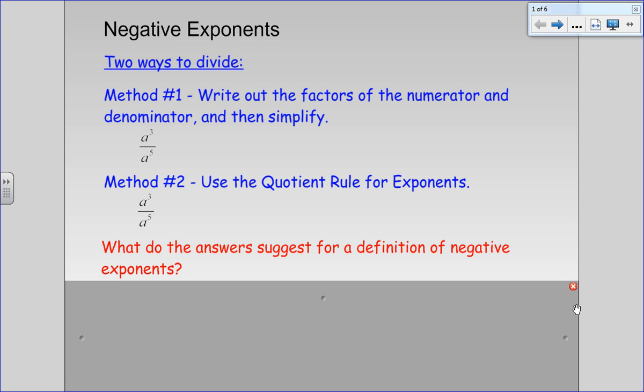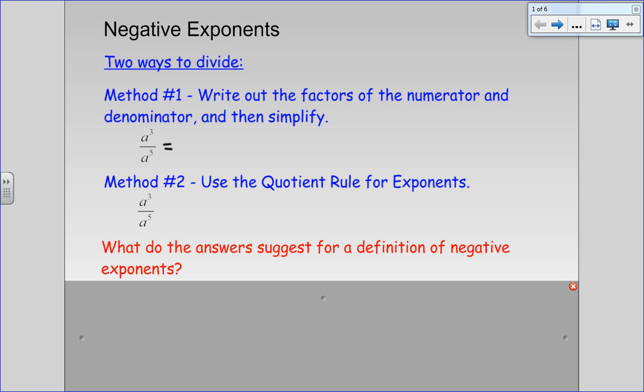To understand the meaning of a negative exponent, let's look at two ways to perform the division problem a to the third power divided by a to the fifth power. Method number one is to write out the factors of the numerator and denominator and then simplify the fraction.